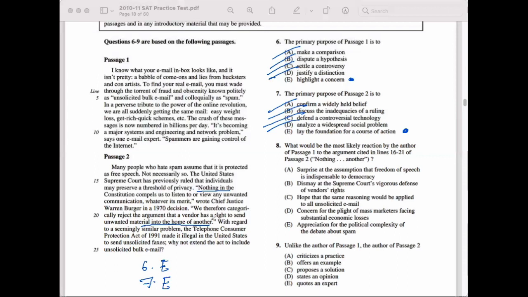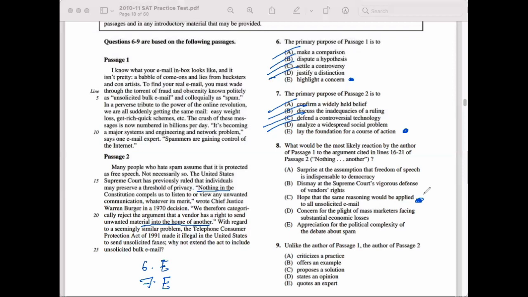So I know that both authors have a problem with spam, right? So the passages are related to the extent that the first one presents it as a problem and the second one looks at possible solutions. So they both consider spam to be a problem. So I like option C here. The first person would hope that the same logic about unsolicited messages, unsolicited material should be applicable to spam, right? The first person would want that.